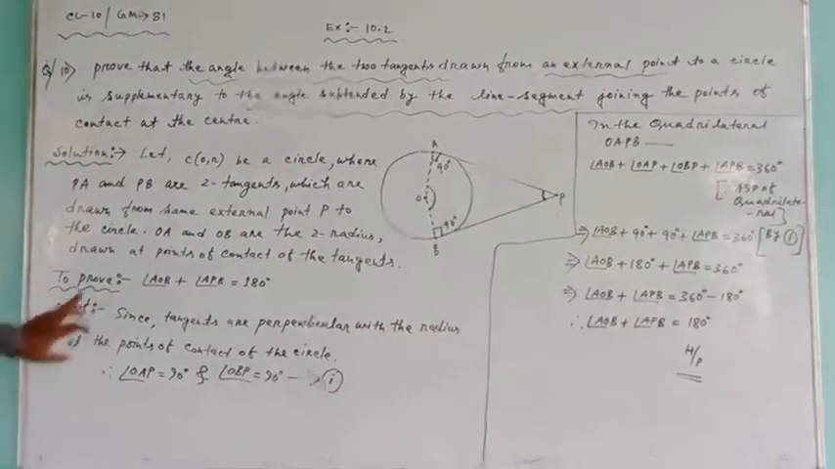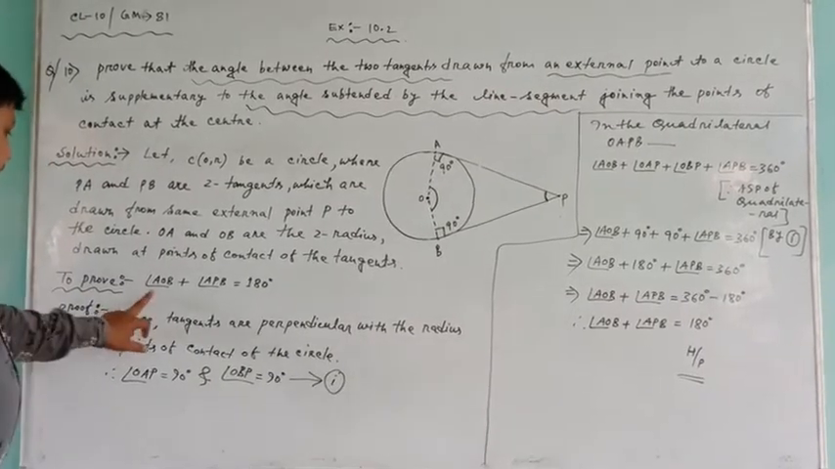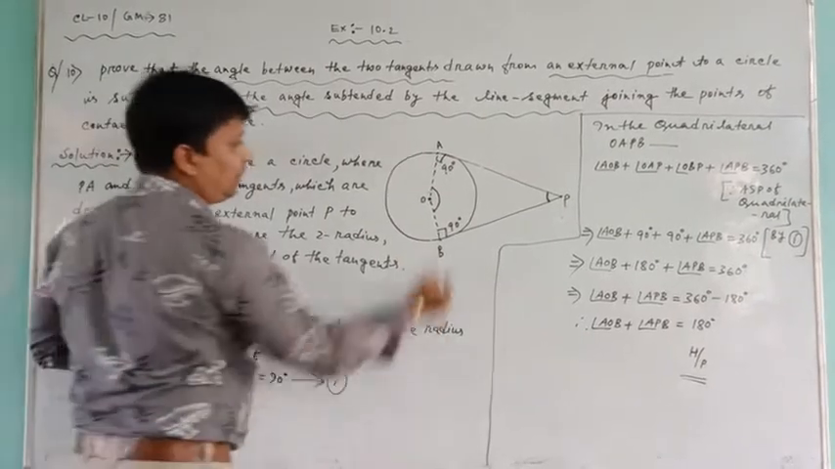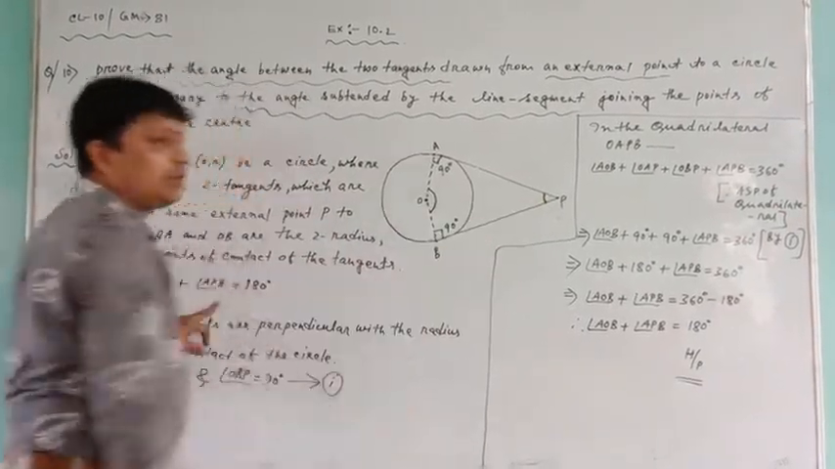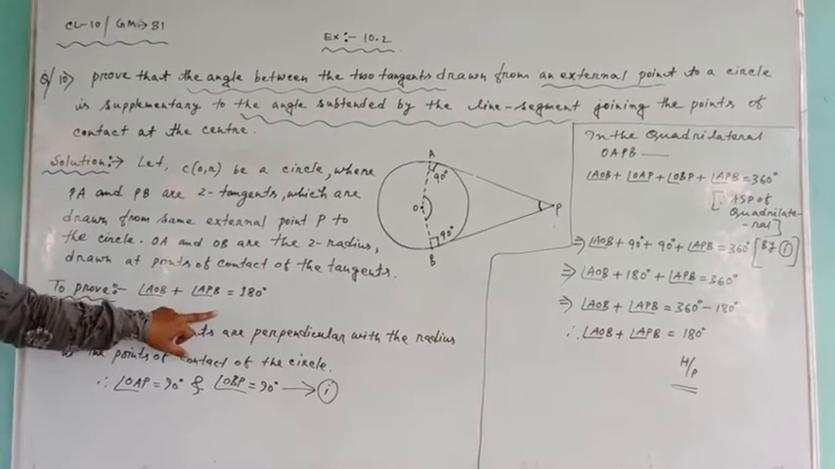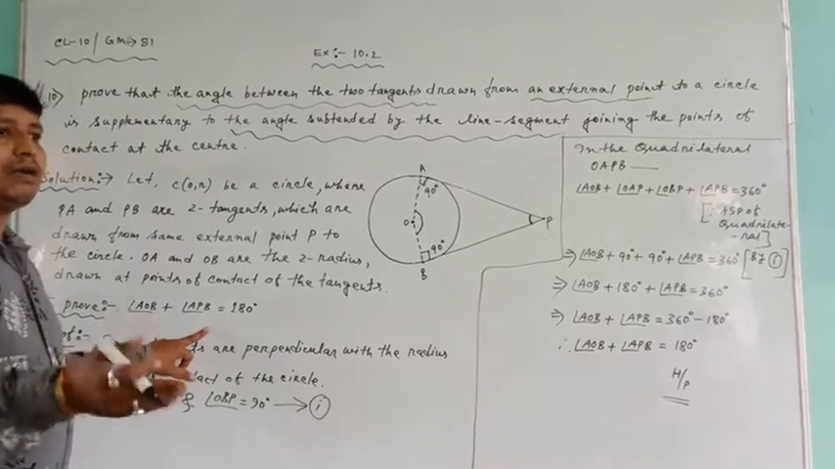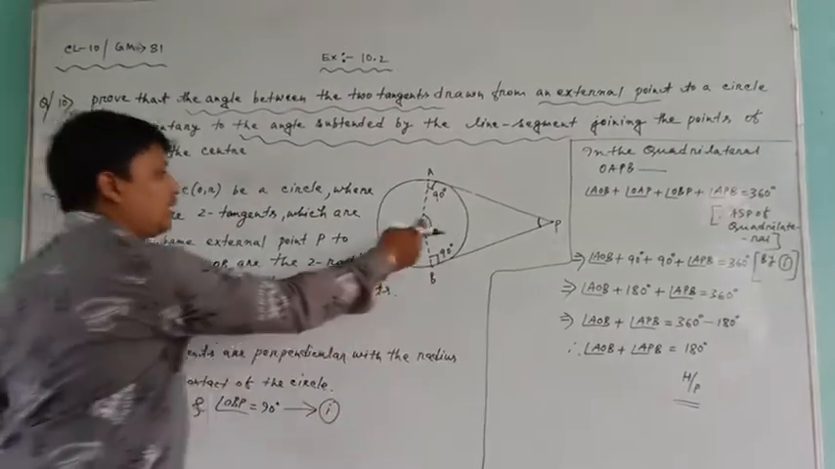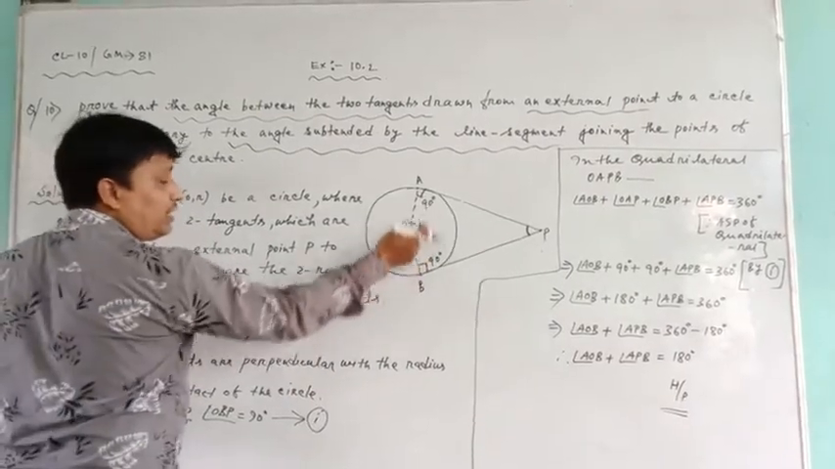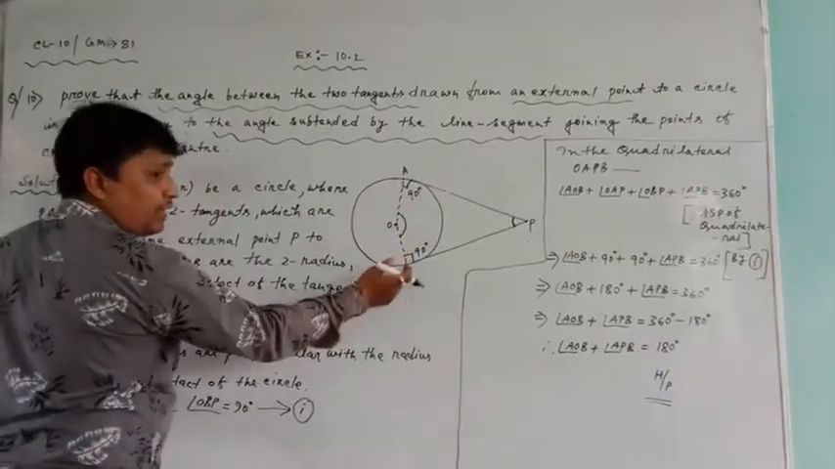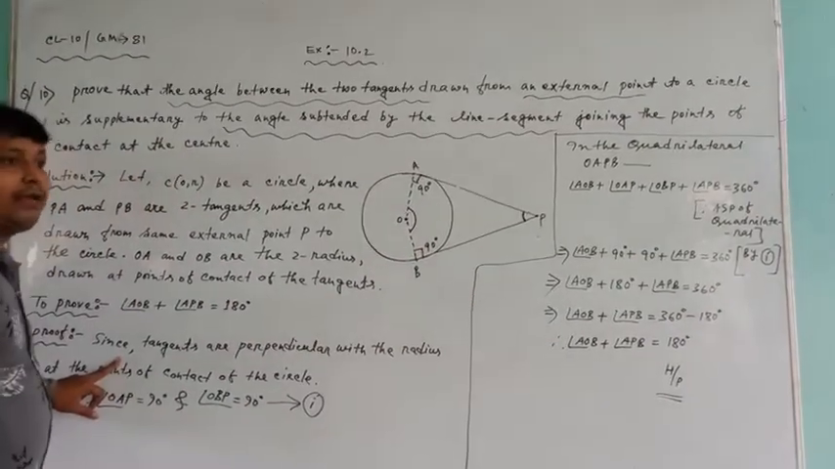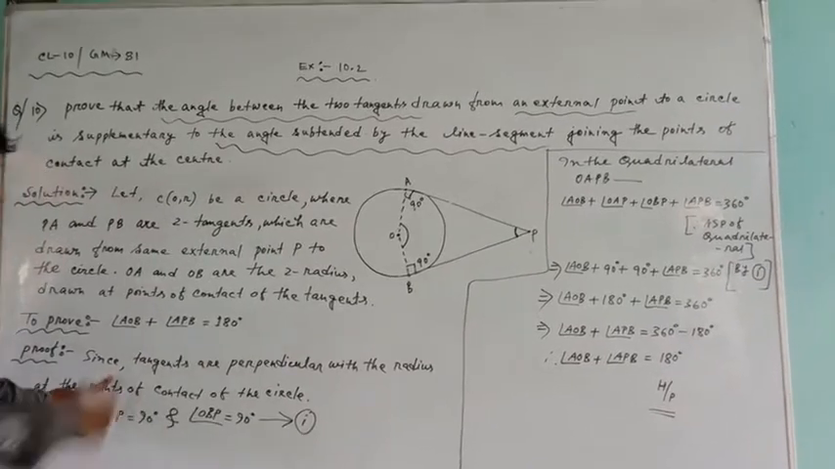So next, to prove, we need to prove angle AOB plus angle APB, the sum of these two angles, is 180 degrees, because it is written supplementary. Supplementary means what? 180 degrees. We have to prove the sum of these two angles is 180. First of all we have to find these two angles, 90 and 90, and secondly we have to use the angle sum property of a quadrilateral. Then we will get the final answer.